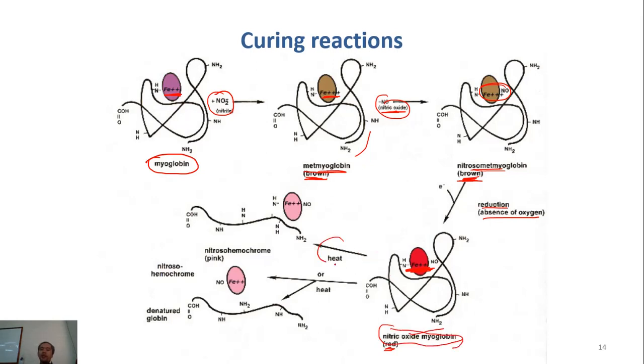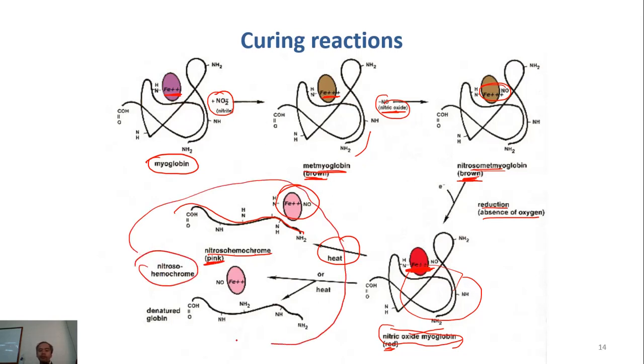And now under cooking, now you heat this product, you have this one. This protein is denatured, so it's unfolded. Unfolded là mở mặt ra, yes. And then you have this one. The protein becomes denatured. You have nitrosohemochrome, the pink color. This is the component which is responsible for the pink color of heated cured meat products.